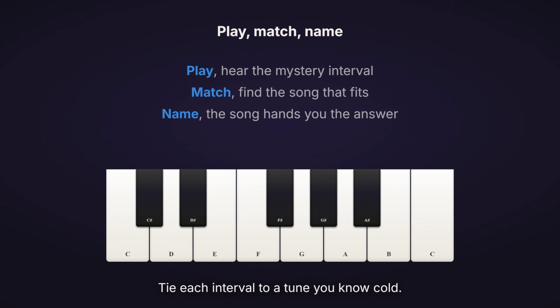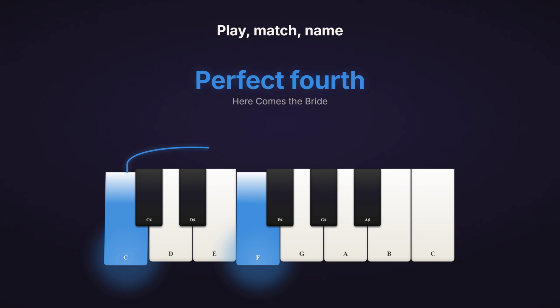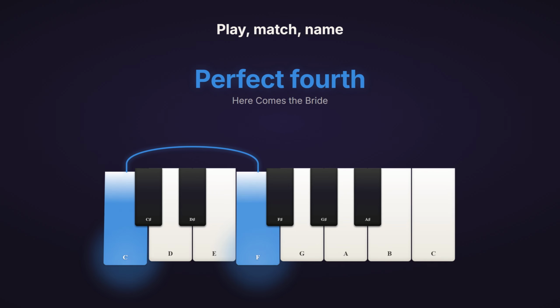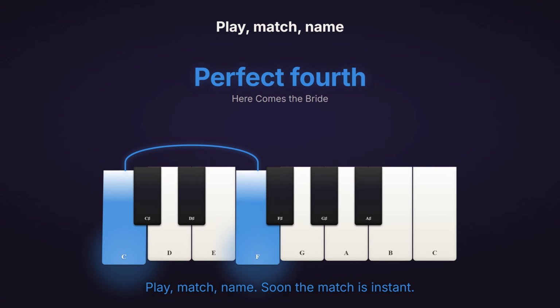Let me show you the loop on one example. I play two notes. Here they are again. Now I sing the start of Here Comes the Bride, and the first jump in that tune is the same as the two notes I just played. Here Comes the Bride opens on a perfect fourth, so the mystery interval was a perfect fourth. Play, match, name. Do that enough times and the matching becomes instant, and you stop needing the song out loud at all. Let me build you the full set, starting from the smallest steps and climbing all the way up.